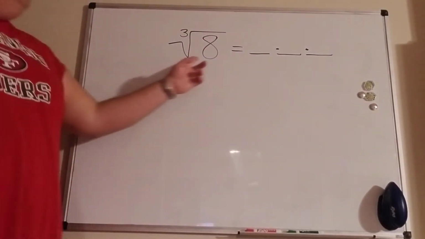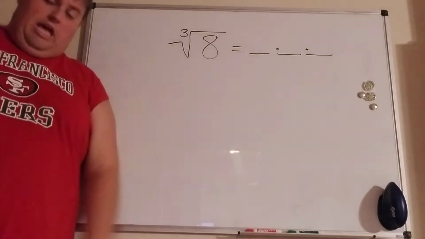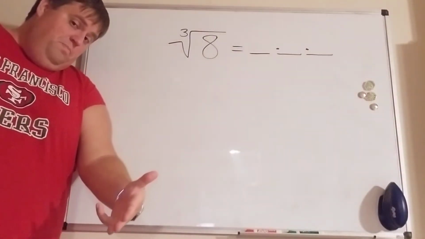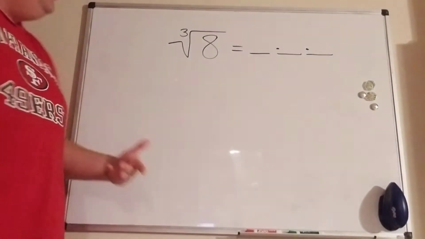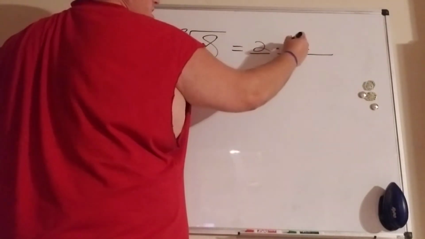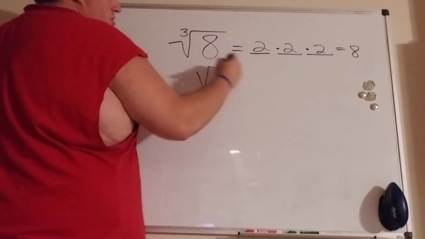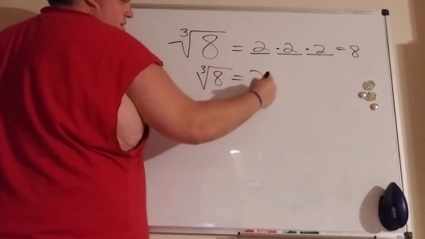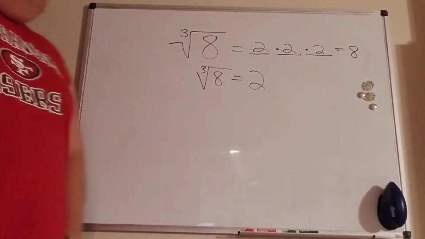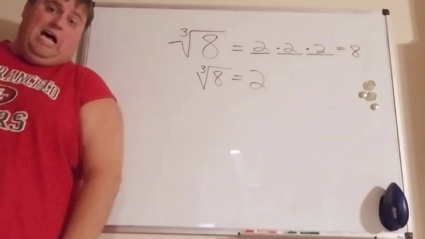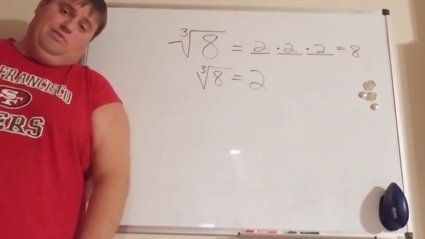That gives you 8. And maybe you're thinking of that at home, and you came up with the fact that it's 2, right? Because 2 times 2 times 2 equals 8. So the cube root of 8 is 2. But then there's the question, is it positive 2 and negative 2?